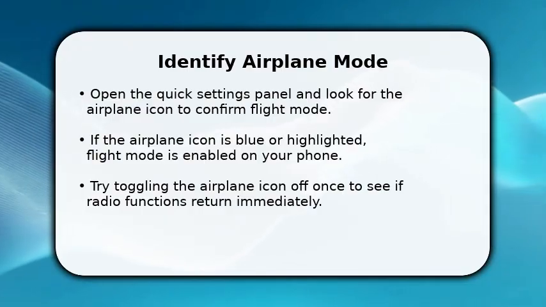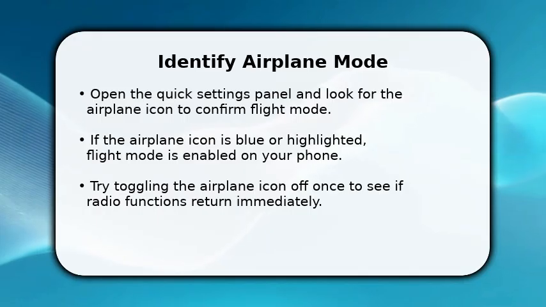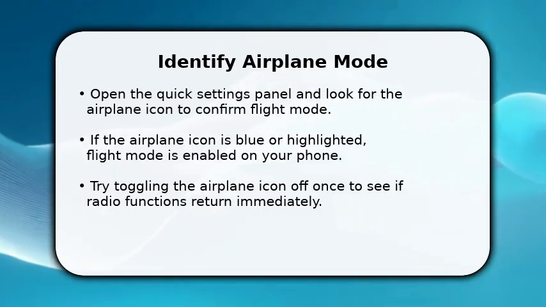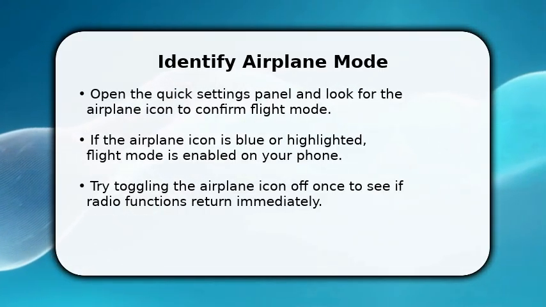Slide 1 explains how to identify airplane mode on your Stylo phone. First, swipe down from the top of the screen with one hand. This opens the Quick Settings panel and shows common toggles. Look for the airplane icon to confirm flight mode is active. If the icon appears highlighted or blue, the phone's radios are disabled.